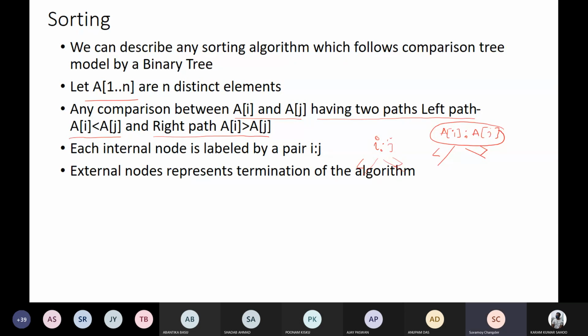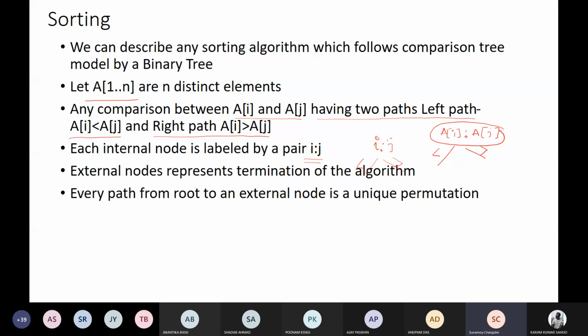Next, external nodes represent the termination of the algorithm. Already we have discussed in our previous slides that an external node represents the termination of the algorithm. So either it is failure, or it will be success, ai equals aj here. Then every path from root to an external node is a unique permutation.